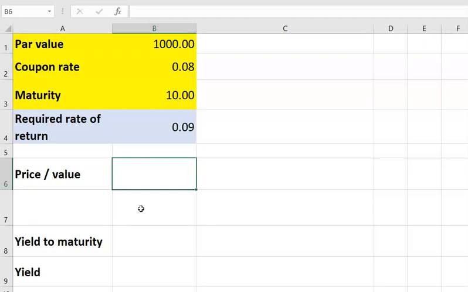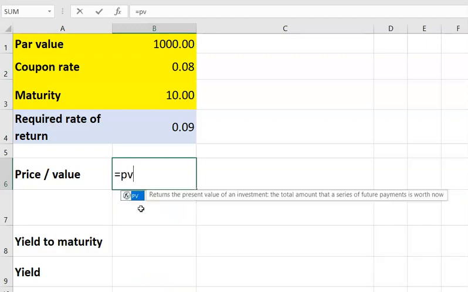Anytime we talk about willingness to pay, the value or the price, we're always talking present value. It's the amount we would pay today for this bond. Remember, this bond pays stuff out for 10 years. What is it worth to me today? If I want to know what it's worth to me today, that's always a present value.